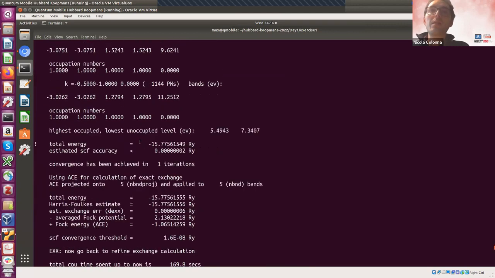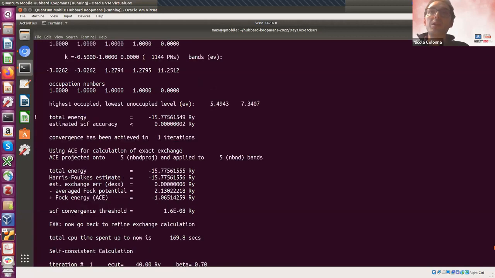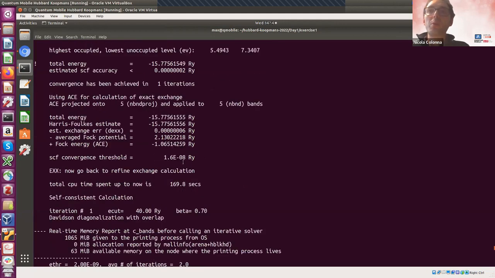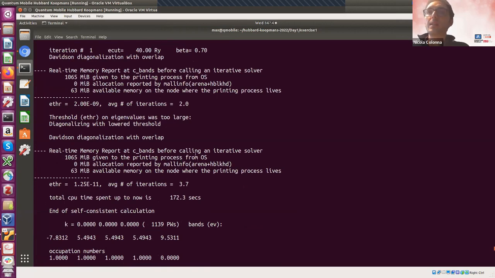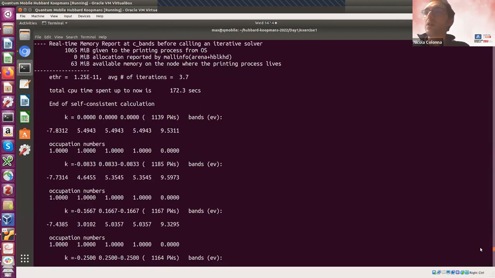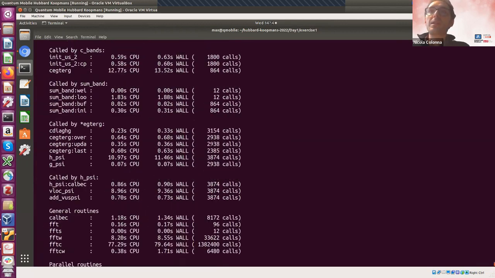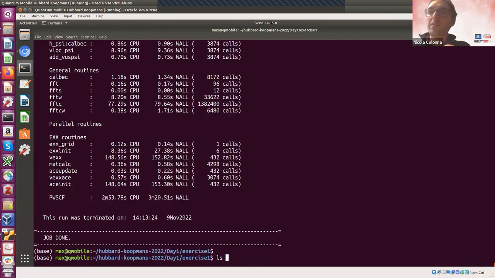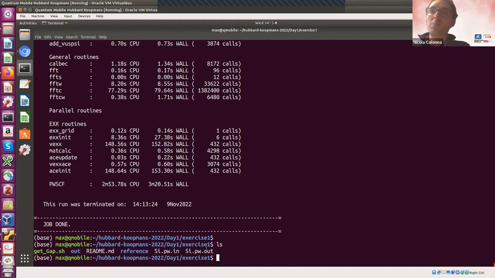Okay. Another estimation of the total energy, another estimation of the exchange error. Now we are probably very close to convergence, and this goes on until you reach the convergence. You are at the end of the simulation, where essentially your estimation for the error on the exact exchange is smaller than the threshold we set in input, so the calculation is done, and you have your final result. So now everything is written in this out file.